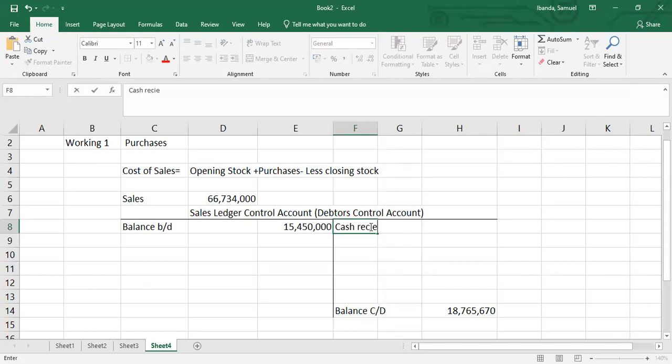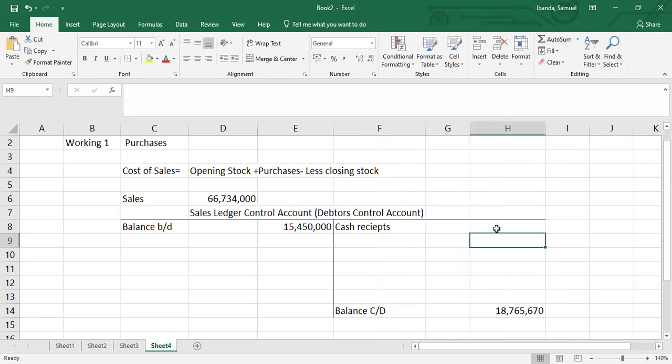Or cash receipts. So cash receipts, I have 15 million, okay? And I'm recording it on the credit side because it reduces. Remember, you started with 15 million. If your customers pay, you have to credit your debtors contra account, just like the way you credit your normal debtors account. So the same thing I'll do also for the 50 million, for the 450.